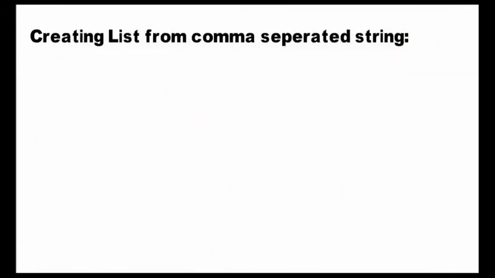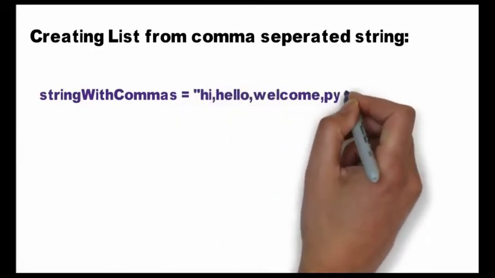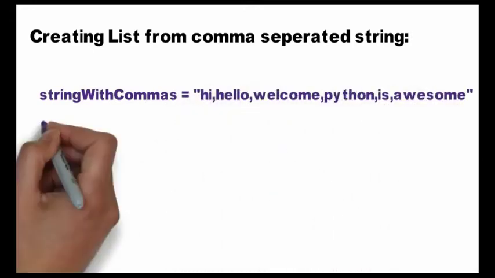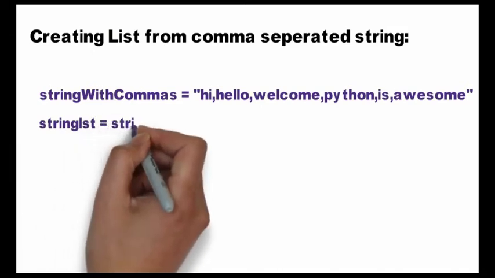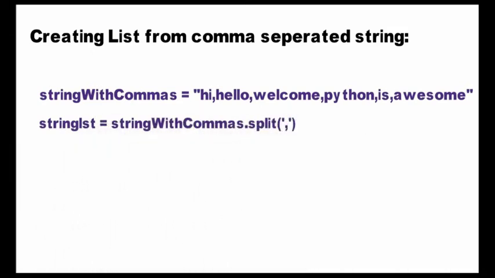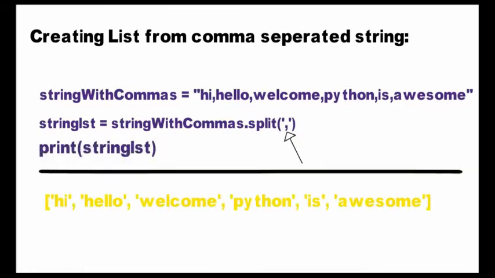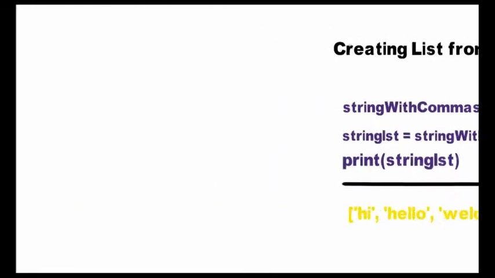Creating list from comma separated strings. Let's create a string with comma separated words. To add each word in this string to a list, we can use dot split method and pass comma as the delimiter. Let's print the list. So we can see that each word is added into a list.